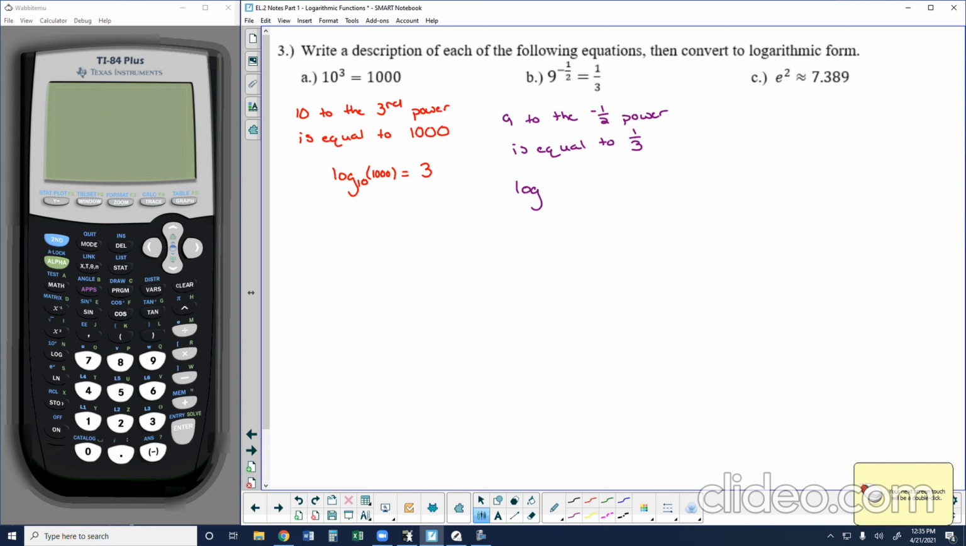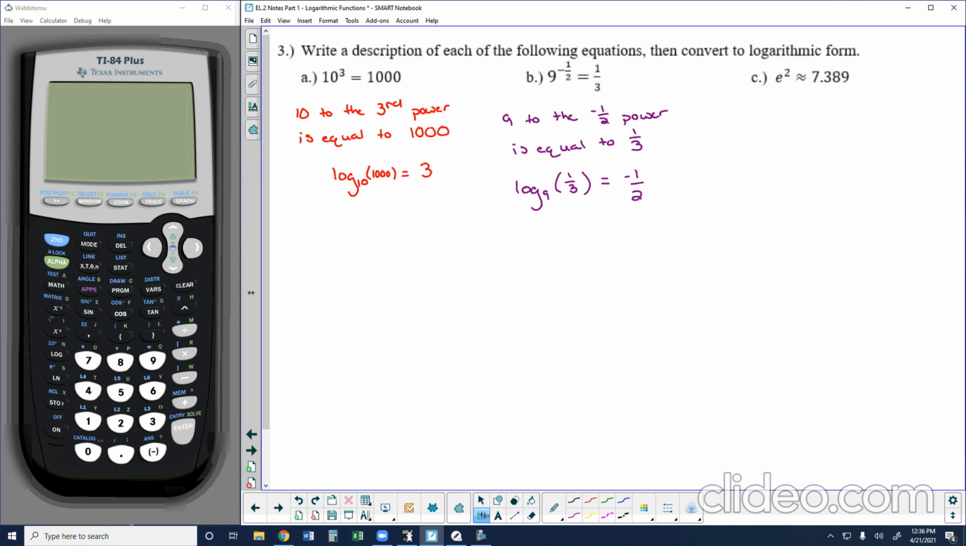Our base is the 9, so the base of the exponent is also the base of the logarithm. Our input for the logarithm, what we want to put in parentheses here, would be the output for the exponential function, 1 over 3. Then our output for the logarithmic function would be the input for the exponential function, or the exponent. So log base 9 of 1/3 is equal to negative 1/2.